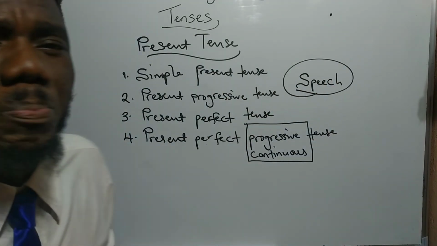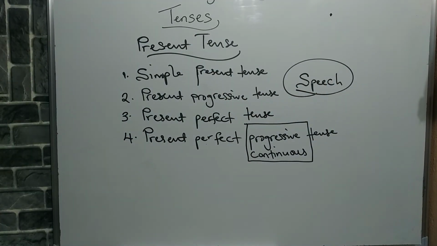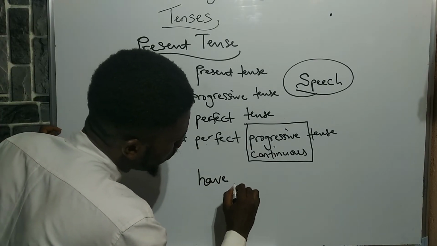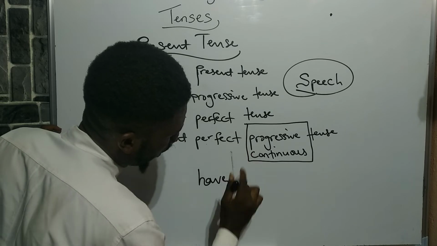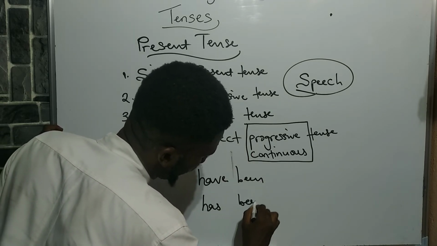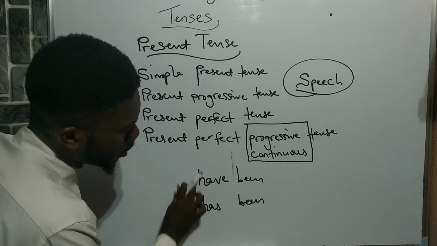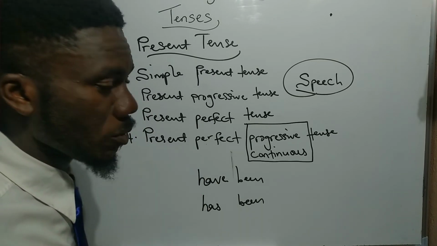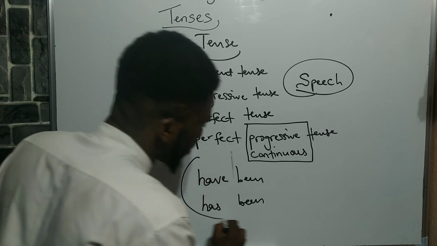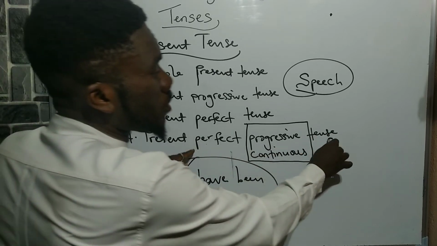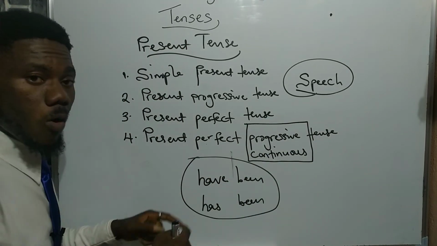And for you to spot where the present perfect progressive tense is used, you are going to see have been, or has been. For this, it still depends on the subject. Visit where I treated the difference between the two of them. Now, you are going to see one of these for you to know that that particular sentence is in the present perfect progressive tense form. Have been or has been.